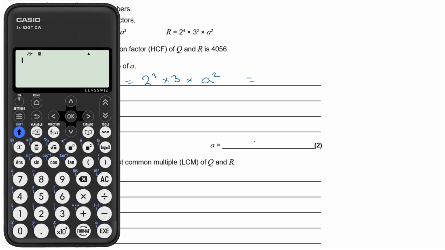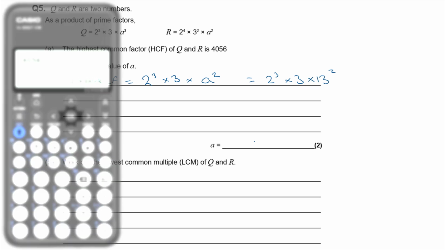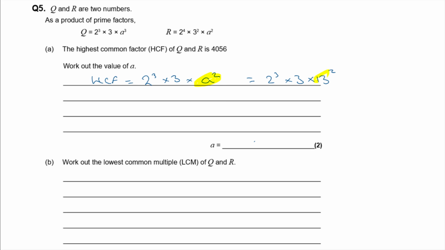Now if I type 4056 into my calculator and press shift and then fact, that's going to break it down into 2 cubed times 3 times 13 squared. So you can see then that this part here matches up with this part, isn't it? Because this is all the same here, and that's the same as that. So that bit must match with that bit.